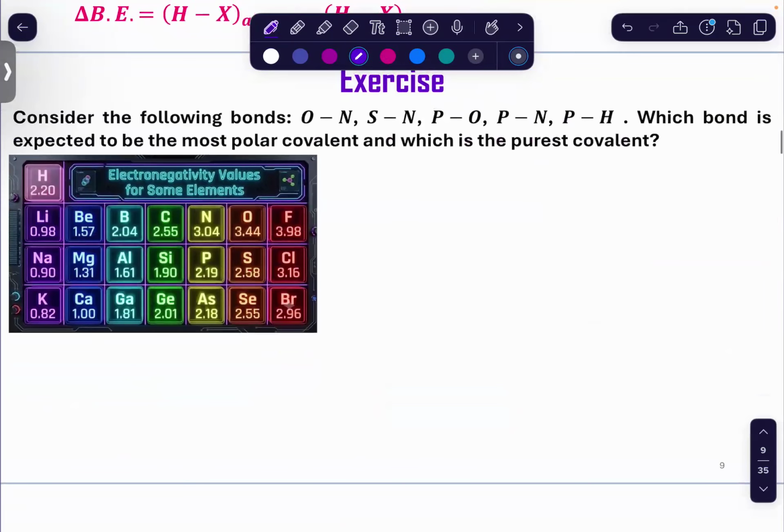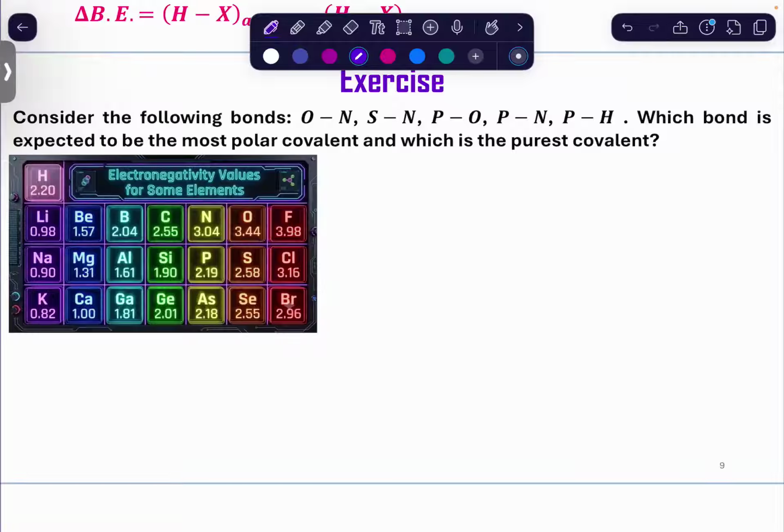So let's look at some bonds. Which bond is expected to be the most polar and which is the purest covalent? So purest, the least polar. So a completely pure covalent bond would be like in the molecule O2, where both atoms are oxygen, so they have an equal electronegativity, and your delta electronegativity is zero. That would be considered a perfect sharing of the electrons.